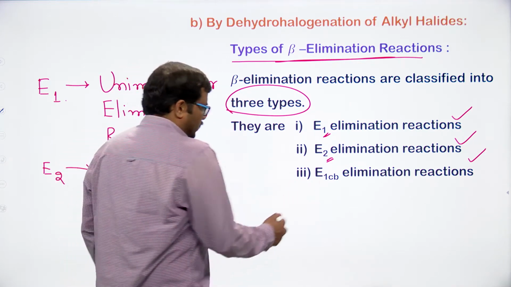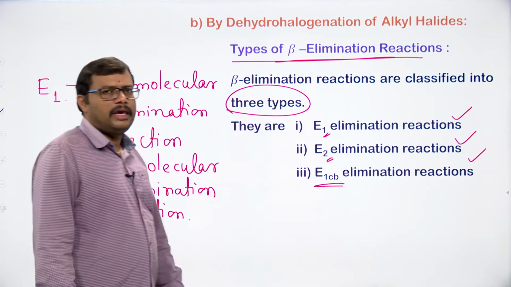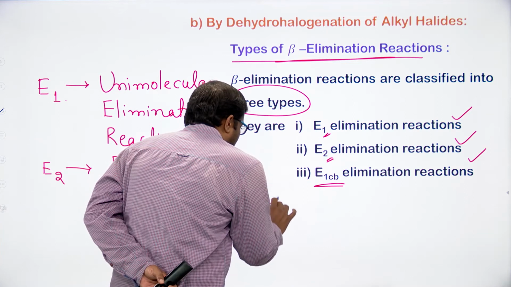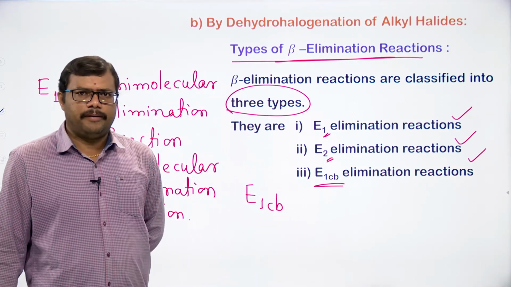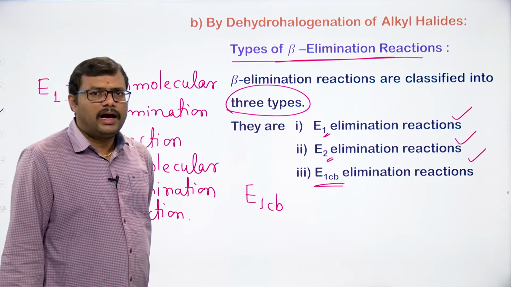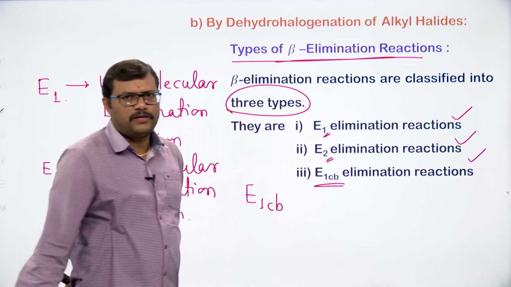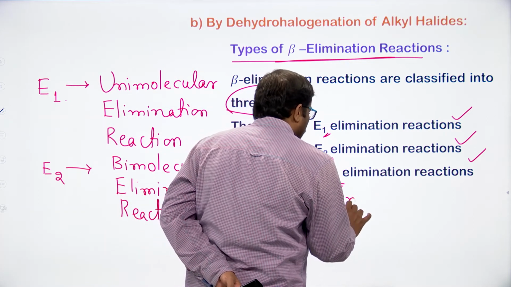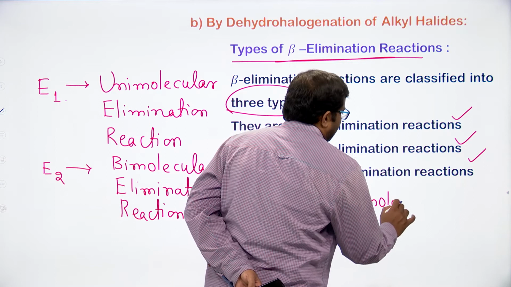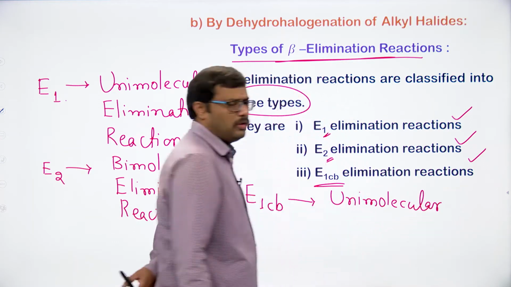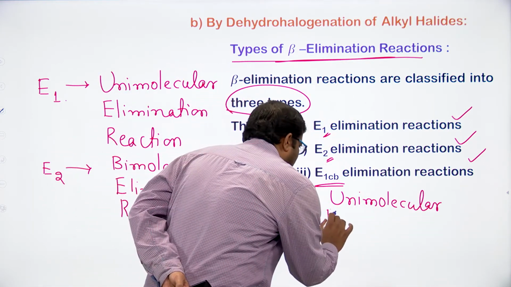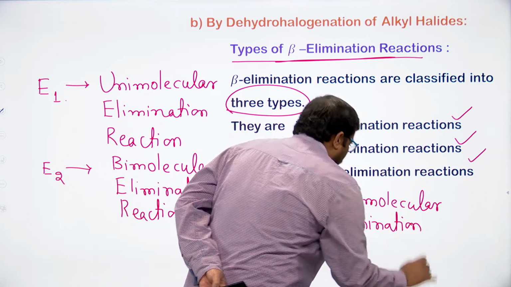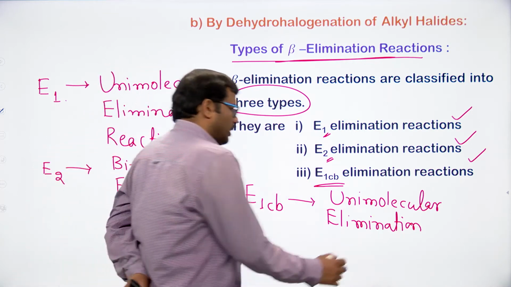One more we have, what is that? E1CB. What does E1CB mean? The one means the same thing, unimolecular, and the capital E is elimination. Unimolecular elimination via conjugate base, C for conjugate, B for base.